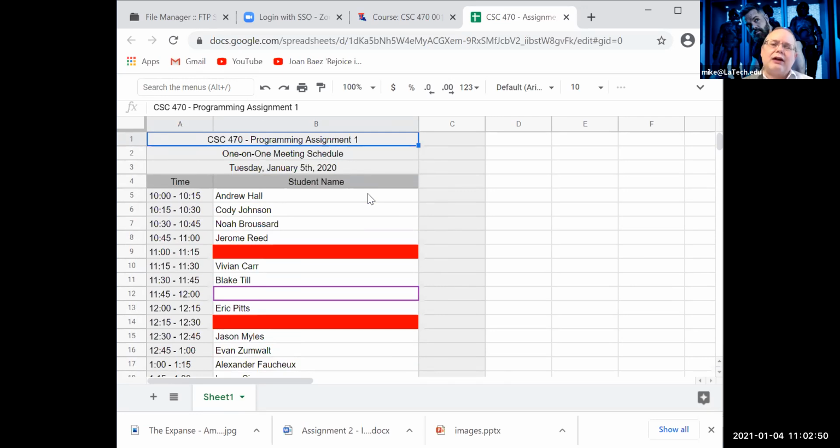If you don't know how to get to the sheet, just go to Moodle and look under assignments, and there is the assignment 1 sign up sheet. So everybody needs to sign up for the meetings. Your programming assignment is due tomorrow morning, right? But also you have to meet with me. So be sure to get your programming assignments in, and also be sure to sign up here. So that was the first big announcement.